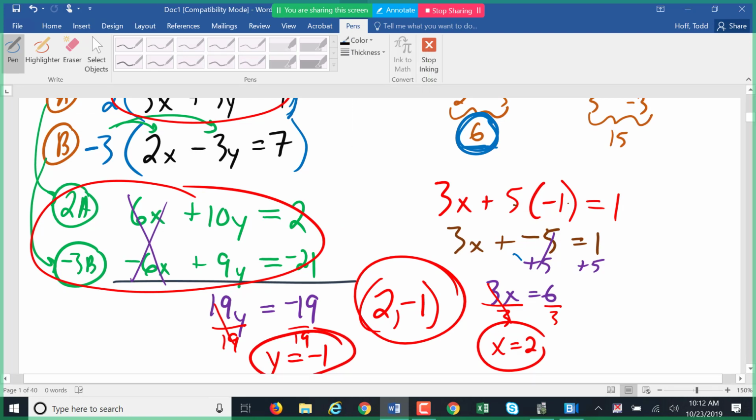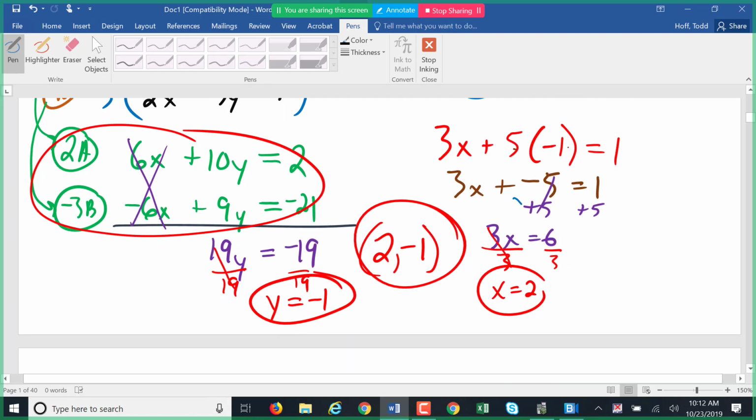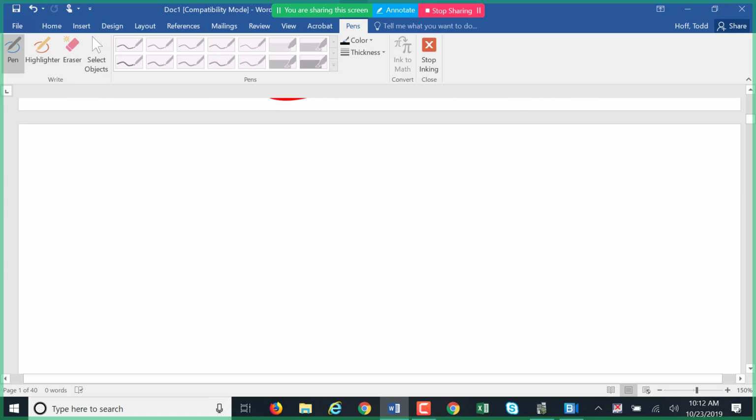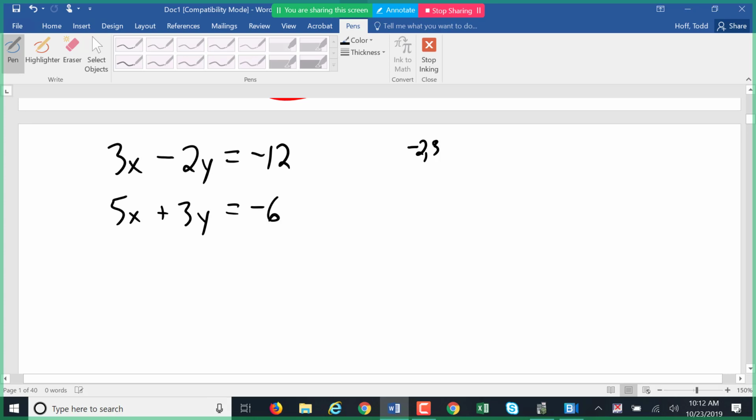Any questions on those examples? So I'm going to give you a few minutes to try one of those on your own. So I have 3x minus 2y equals negative 12. 5x plus 3y equals, oops, sorry, got that wrong. Should be a negative 1. Go ahead and use the addition or elimination method to solve that system of equations. We'll go over it in just a minute.